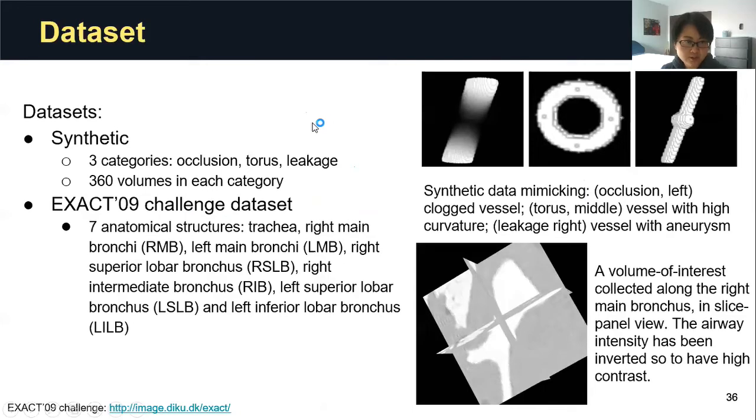to train our network. We evaluated on two data sets. One is a synthetic data set, which comprises three categories to mimic real pathologies of clinical data. And we also evaluated on an EXACT online challenge data set, which comprises 7 anatomical structures.